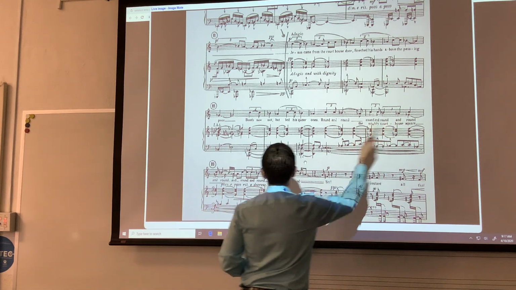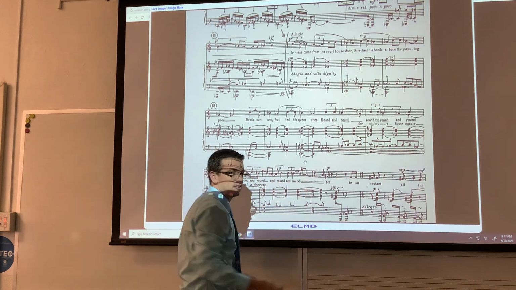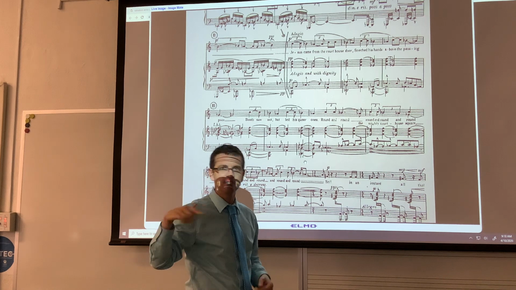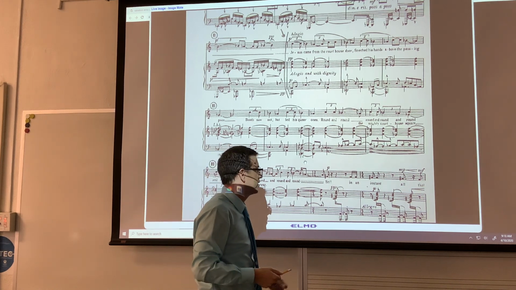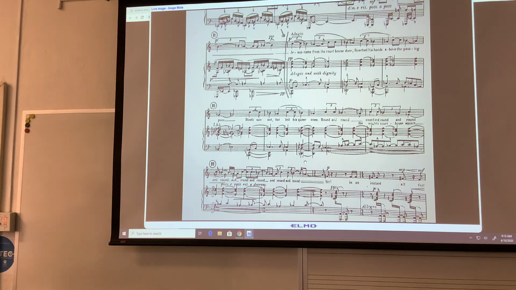"Round and round and round," right? So this sort of round and round goes round and round in the music, and then it ends with a sort of fade out of the parade.